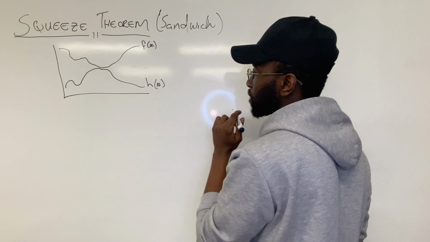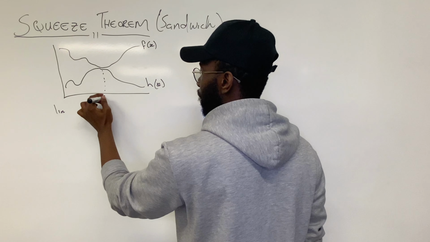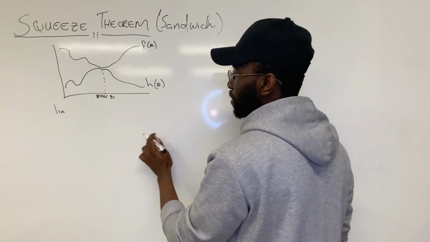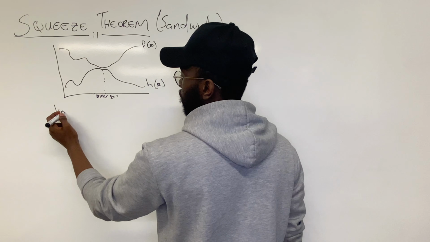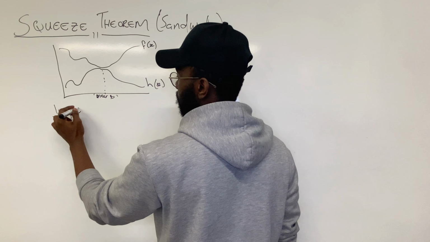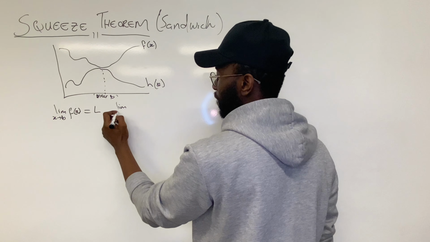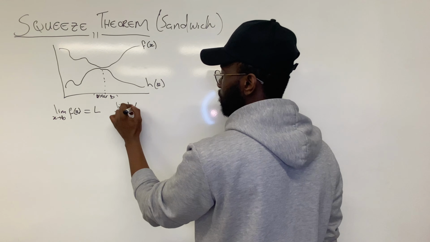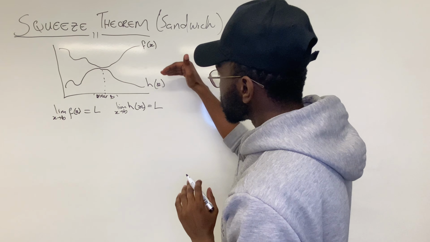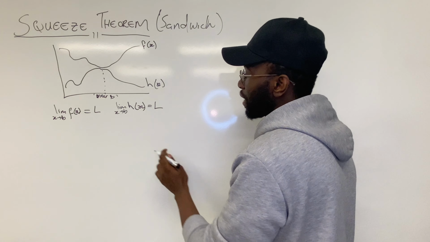Now, suppose the limits of these two functions are taken near some arbitrary point b in x, somewhere near b. So the limit as x approaches b of f at x is equal to, let's say, L. But also the limit as x approaches b of h at x happens to also be L.